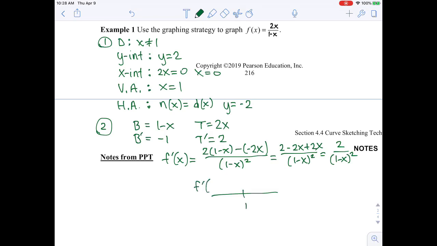So critical value of 1. The denominator will always be positive. So this is increasing from negative infinity to infinity.